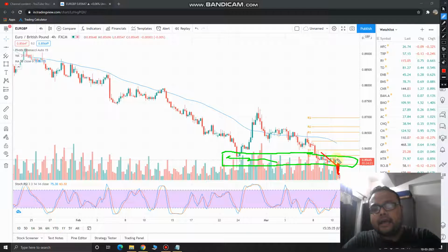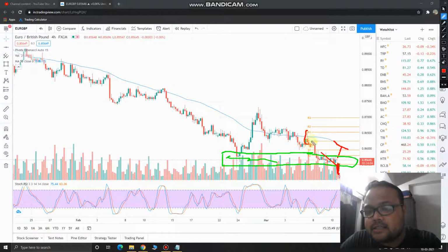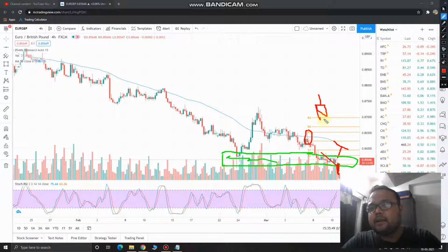And on the other hand, if market starts going upward, just observe how the price reacts once it touches or hits the 50 moving average. If after reaching the 50 moving average, you see some price rejection like this, if you see a shooting star kind of a pattern like this, you can short the market again. You can short the market for this target.